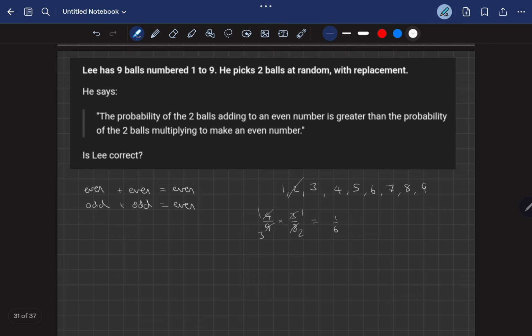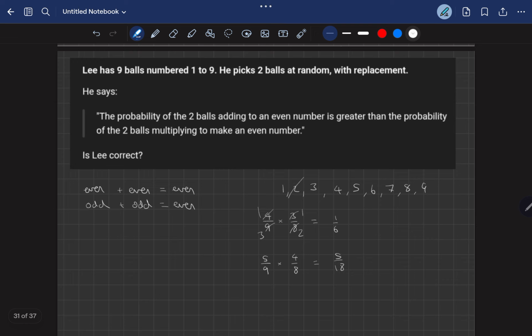Okay, but I also have to add the probability of getting an odd after an odd. So the probability of initially getting an odd is going to be 5 over 9, and getting an odd the second time is going to be 4 over 8. And this is just a half times 5 over 9, which is just 5 over 18.